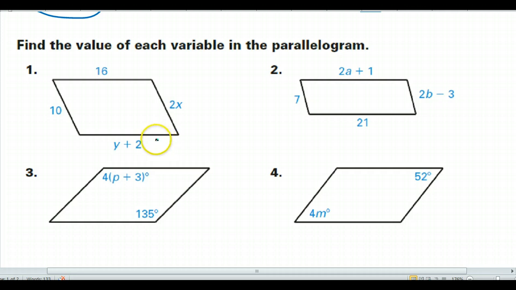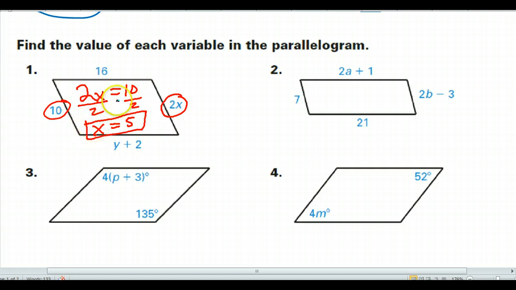Christian, can you tell me an equation that I could make out of problem number 1? Give me an equation, brother. Yes, because opposite sides are congruent, the 10 and the 2x should be equal. Agreed? So you can make an equation. 2x must equal that 10, and of course I'm going to just divide by 2 on both sides. So x is going to equal 5.